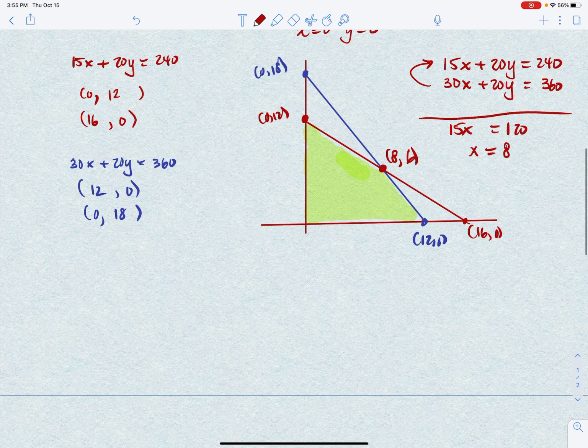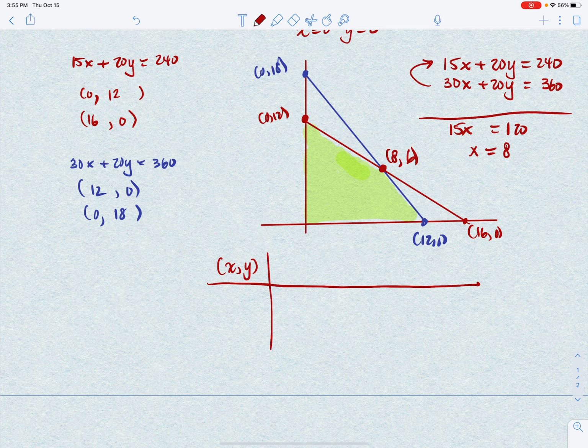So what I need to do is check each of those corner points and plug them into the objective function, which was 4x plus 5y. Oh, that was P, though. P equals 4x plus 5y. So for the point 0, 12, and then we have the point 12, 0, and then we have the point 8, 6. So something interesting is going to happen here.